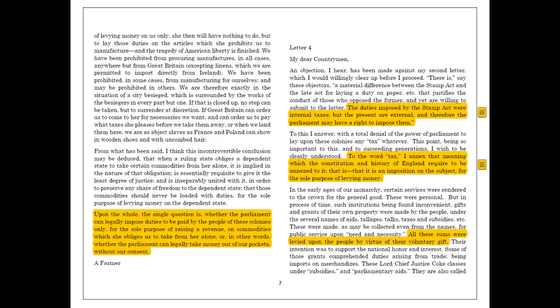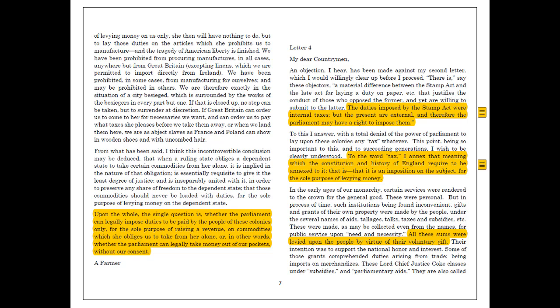That is the problem that Dickinson is going to try to address here in Letter 4. He begins Letter 4 in the right-hand column, top of page 7. "An objection I hear has been made against my second letter, which I would willingly clear up before I proceed.